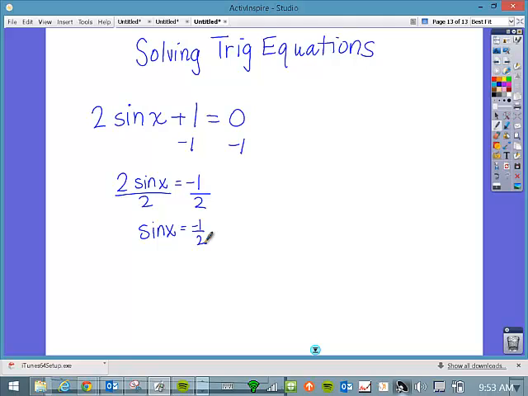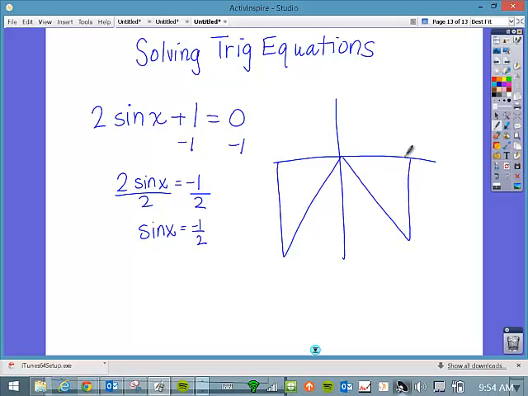And so I need to think, which quadrants is sine negative in? Sine is negative in the third and the fourth quadrant. So I'm going to have 2 triangles for this problem because I'm not restricting my domain range. So sine is opposite over hypotenuse. And that would make the adjacent side negative root 3 over here and positive root 3 over here, making this 30 degrees and this 30 degrees.